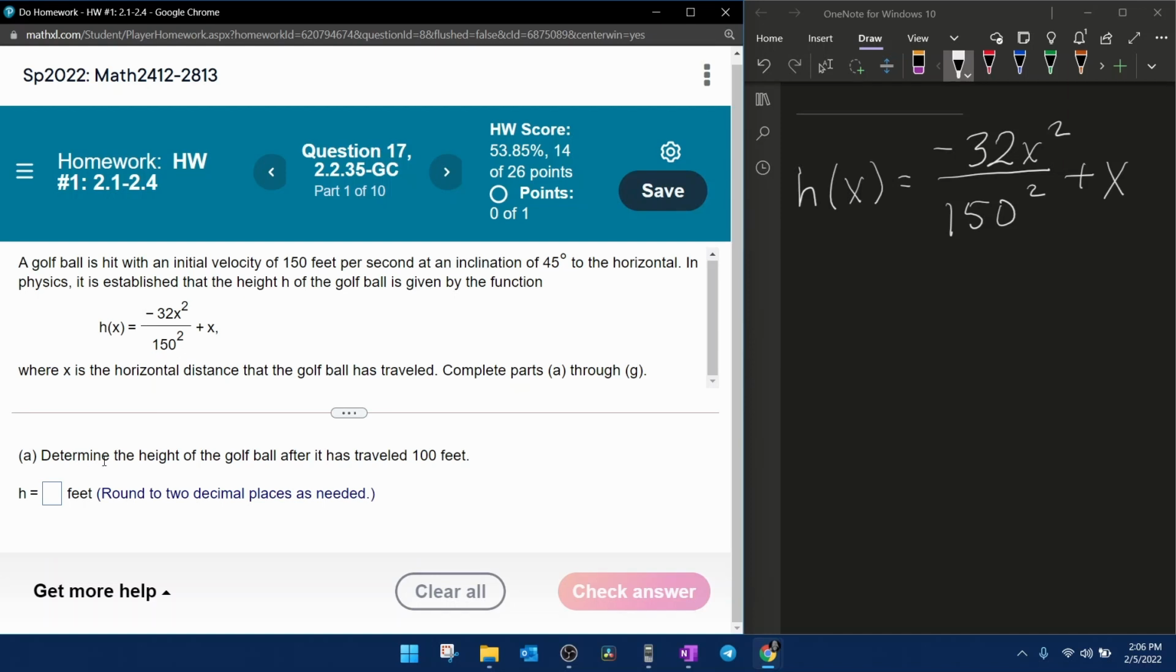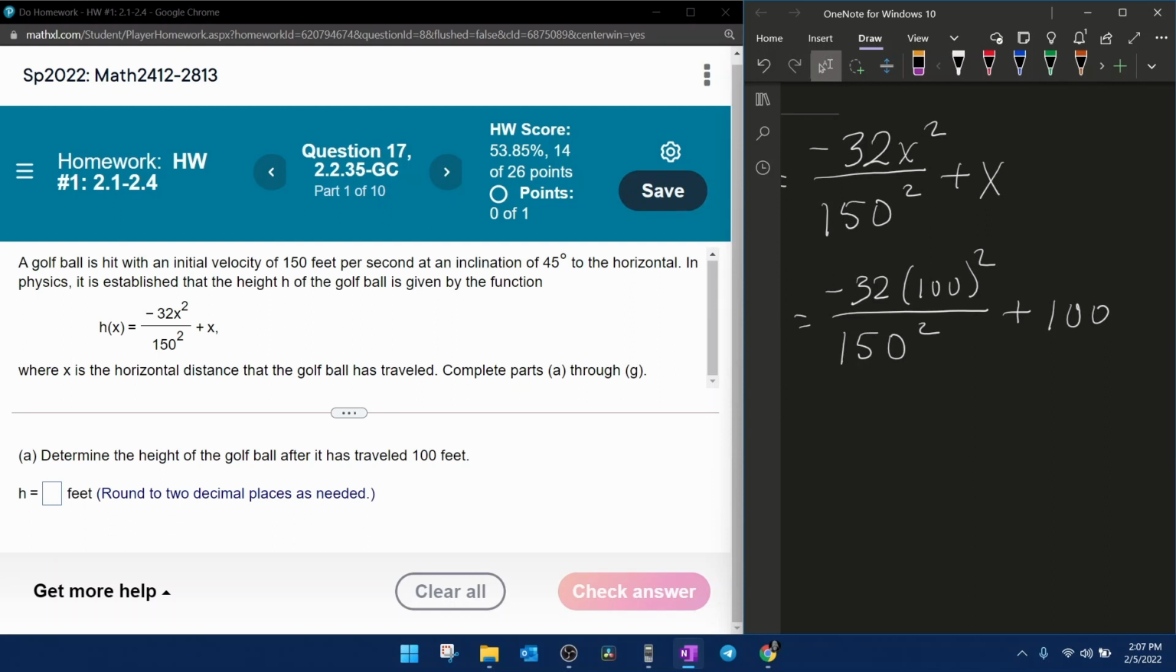So part A says determine the height of the golf ball after it has traveled 100 feet. So that would be a horizontal distance of 100 feet. Which means we need to replace x in our function with 100, and that will give us the height of the golf ball at that point. So here they want me to calculate h of 100, which means I'm going to replace every x with 100.